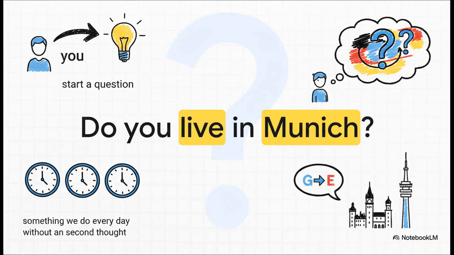Okay, let's start with something we all know. In English, right? We'd say, you live in Munich. That's a statement. To turn it into a question, we just pop that little word do at the front. Do you live in Munich? Easy. We don't even think about it. But German does something totally different. And honestly, it's even simpler.